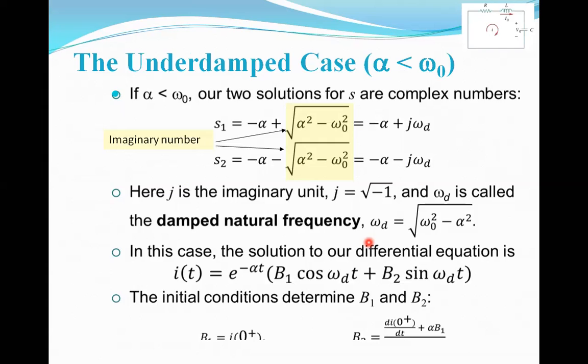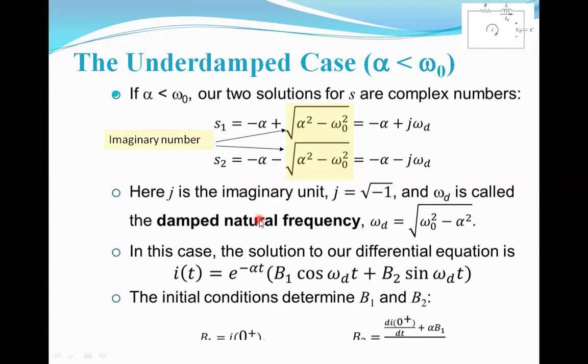What is omega d? Omega d is called the damped natural frequency, where omega d is equal to the square root of omega naught squared minus alpha squared. We just rearrange this because we have taken a minus term, and when multiplied by minus, it comes as a plus. Similarly, S2 is equal to minus alpha minus the square root of alpha squared minus omega naught squared, which is equal to minus alpha minus j omega d.